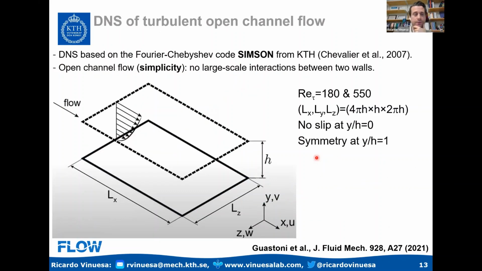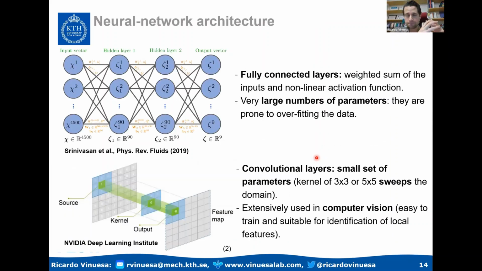The first thing that we did was to perform direct numerical simulations. This is a turbulent open channel at friction Reynolds numbers of 180 and 550. And the idea is to use this data to be able to establish a mapping between the wall information and the fluctuations above the wall. Of course, turbulence has a quite pronounced spatial behavior. So you have coherent structures in the flow that can be effectively exploited in space to make predictions. And that's why fully connected networks are not going to be so interesting, because we cannot exploit that spatial information that we have in turbulence.